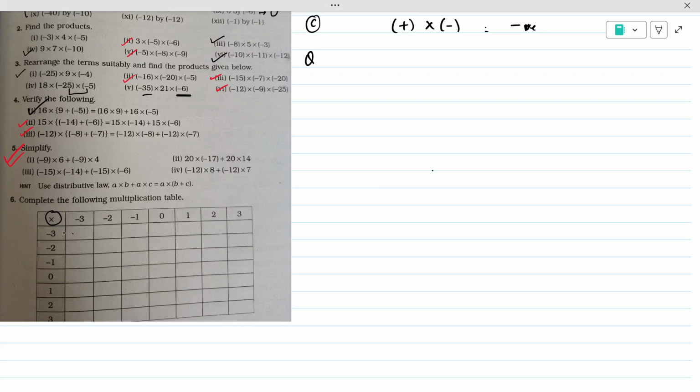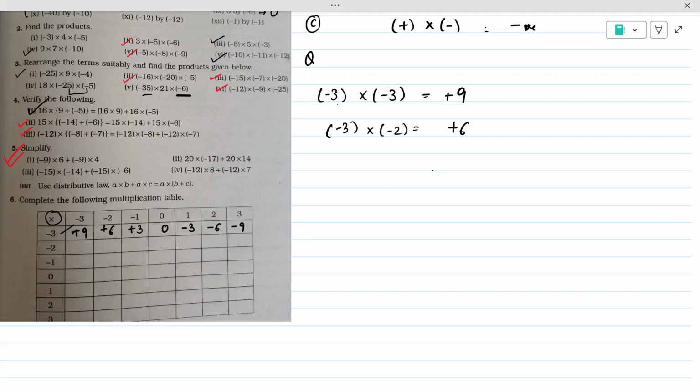So here we have to multiply this minus 3 with this minus 3. So minus 3 into minus 3. First of all, the product of 3 into 3 is 9, and then minus into minus is plus. So this is plus 9 here. Similarly, minus 3 into minus 2 is 3 into 2 is 6, and minus into minus is plus. This is plus 6 here. This is plus 3. This is 0, minus 3, minus 6, and minus 9.